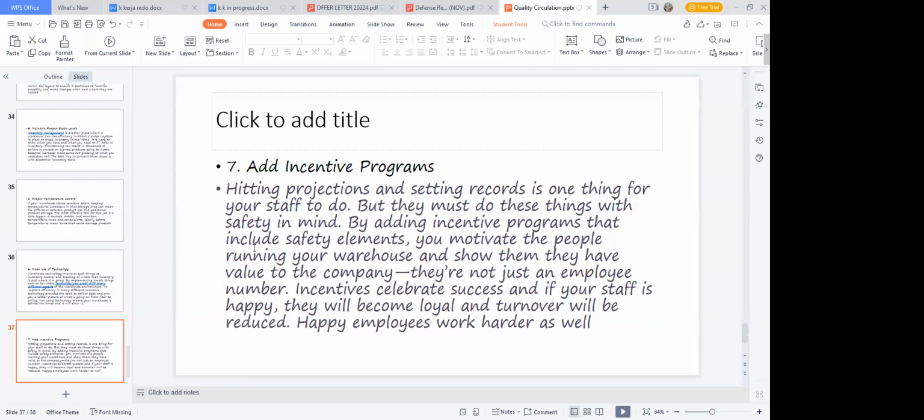We must also have an incentive program, an awareness campaign among the operators, and extra incentive to your staff, to make sure they are more loyal.